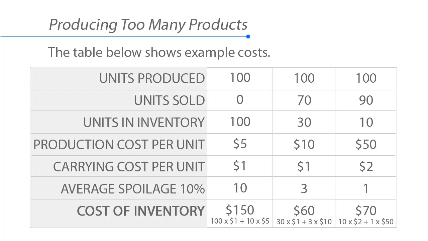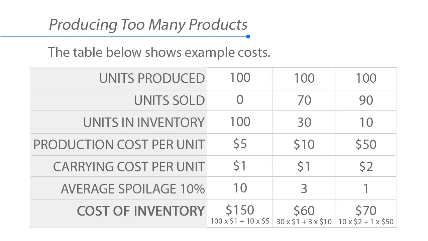Second example, we have 100 units produced. We sell 70. That's pretty good, but we have 30 left over, so that's how many remain in inventory. Our production cost per unit is $10. Our carrying cost is $1. Remember, carrying costs is the cost to insure and store the unit of inventory. The average spoilage is 10%.